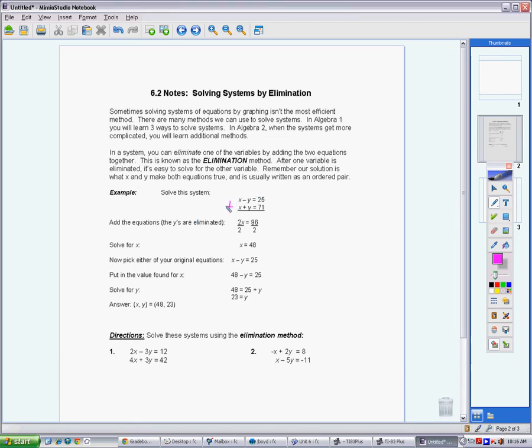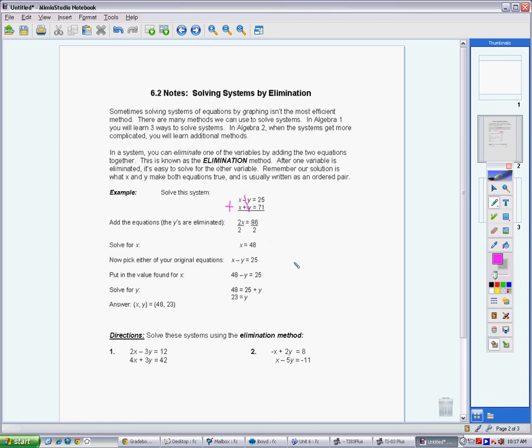So when I add these 2 equations together, I see that I have a negative y and a positive y, so when I add those together, they are eliminated. That equals 0. So when I add my 2 equations together, I get x plus x, which is 2x, and then I add 25 plus 71, which is 96. Once I eliminate one of the variables, then I can solve like we normally do, 1-step, 2-step equations. So in this case, this is a 1-step equation, and I'm going to be dividing by 2, and x is 48.